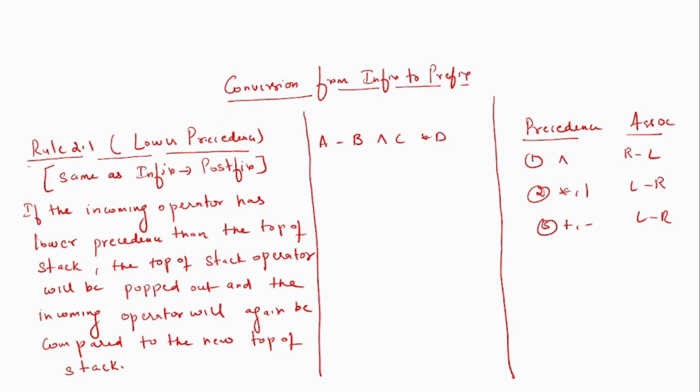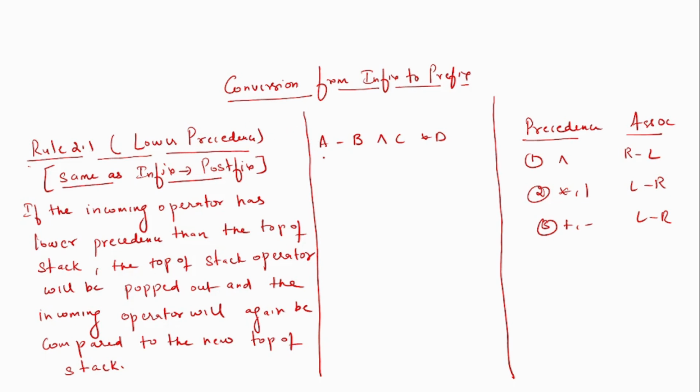Let us look at rule number 2.1, conversion from infix to prefix. This rule is called lower precedence, and it is exactly the same as what we have seen from infix to postfix, right? If the incoming operator has lower precedence than the top of the stack operator, it will be popped out, and the incoming operator will again be compared to the new top of the stack. We will understand this much better if we look at a real example.